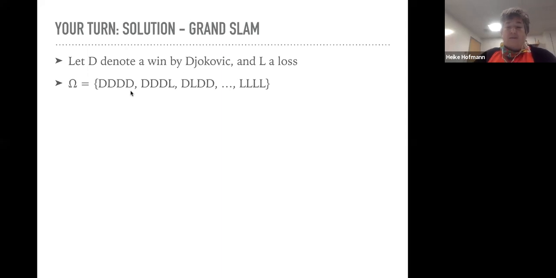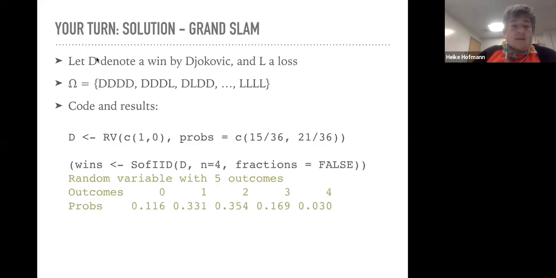But not all of these outcomes have the same probability, right? So we said that Djokovic wins in about 15 out of 36 cases. So slightly less, quite a bit less than half. So we can set up a random variable, and let's call that random variable D, that has a 1 if Djokovic wins with probability of 15 out of 36, and it's a 0 if he loses.